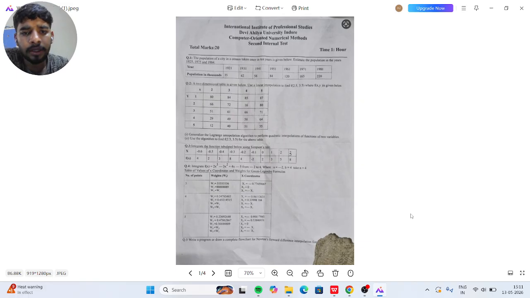Here the first question says the population of the city in a census taken once in 10 years is given. Estimate the population in the years 1925, 75, and 84. Here you can see the given year values and the population in thousands. We will consider the years as x and the population in thousands as y. Now we solve this question.